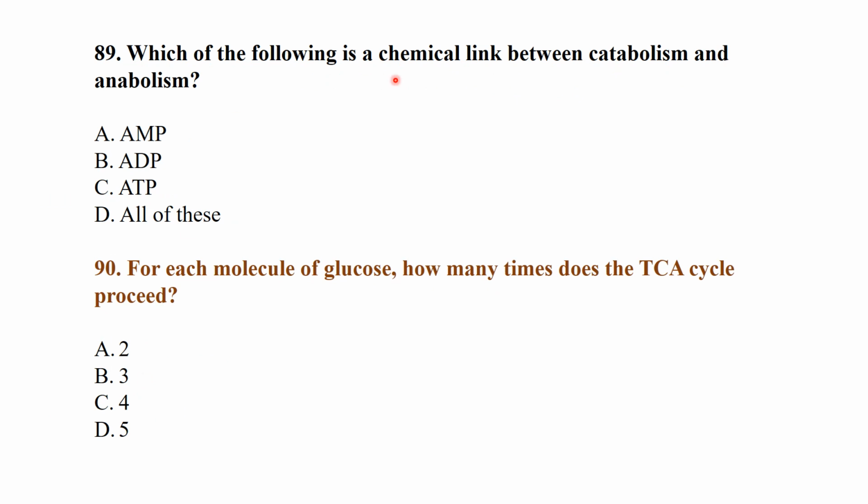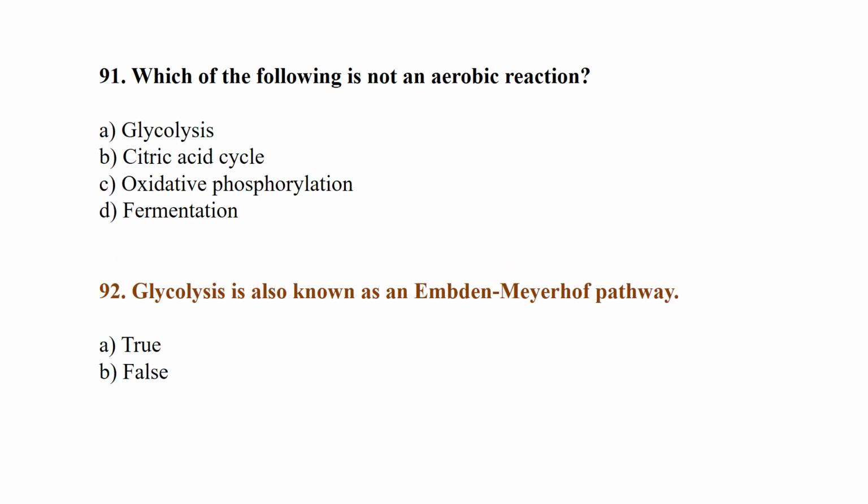Which of the following is a chemical link between catabolism and anabolism? So it is the ATP. For each molecule of glucose, how many times does the tricarboxylic acid cycle proceed? So it is 2 times. Which of the following is not an aerobic reaction? Fermentation is not an aerobic reaction.